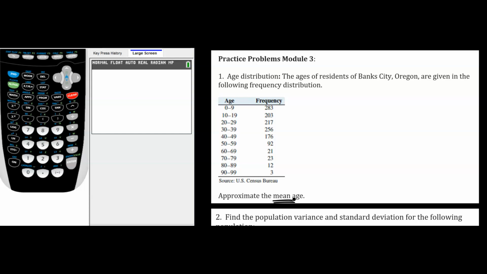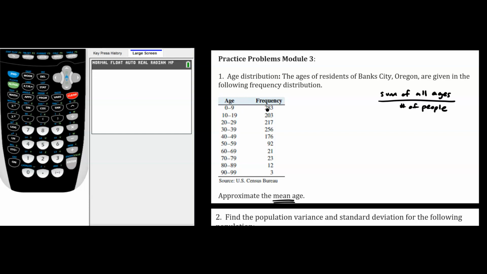So what we need to do is come up with an approximation of the sum of all ages and then divide by the total number of people. So how do we approximate the sum of all ages? Well, let's go look at each category individually and approximate people's ages in that category.